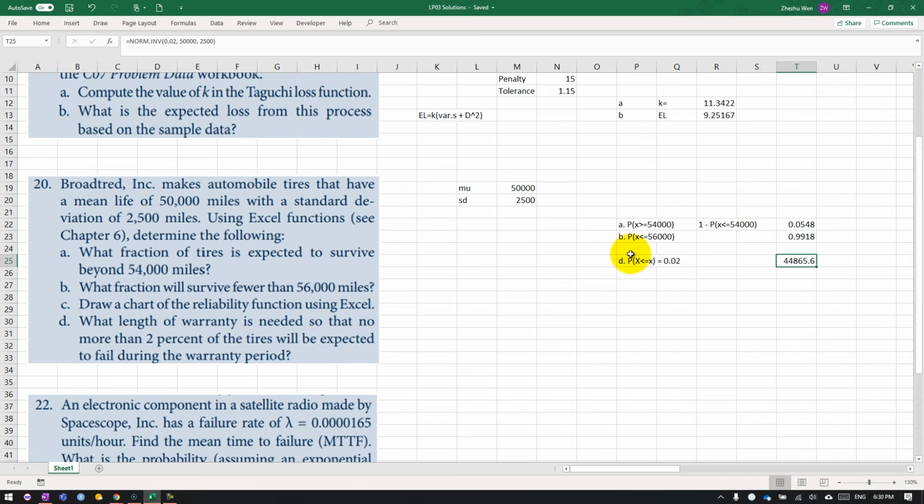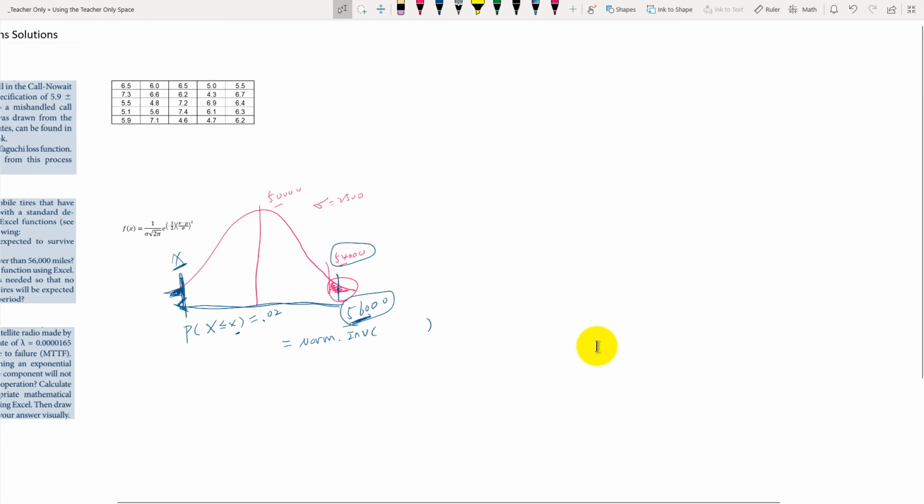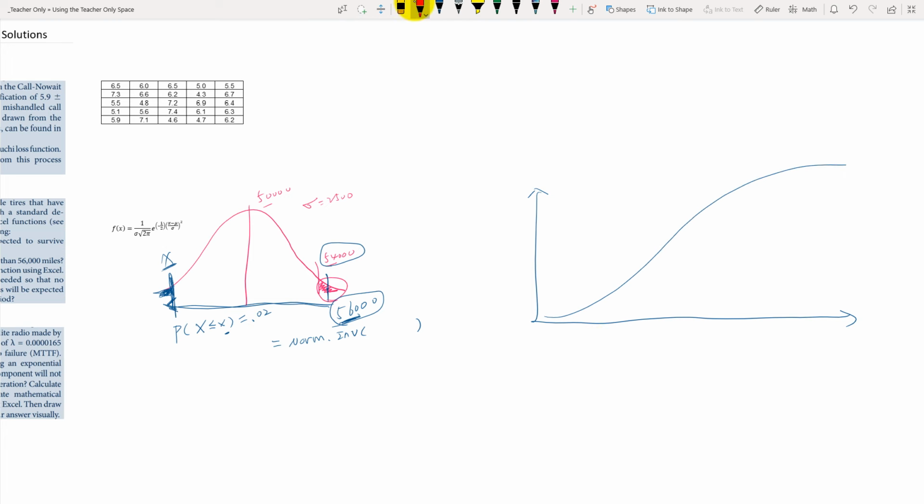Okay, now let's move on to C, which is asking you to develop a reliability curve. I hope you still remember what a reliability curve looks like. In this particular problem, it will look like this. If you're thinking of the other one as a reliability function, then you are wrong. This is actually the reliability function. The other one, if you must call it something, is the failure function, the probability of failure.